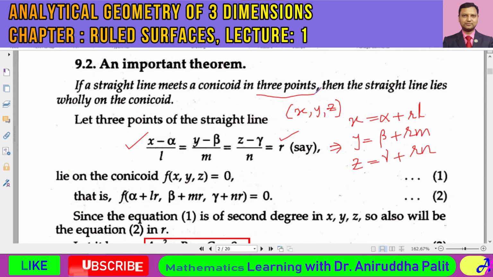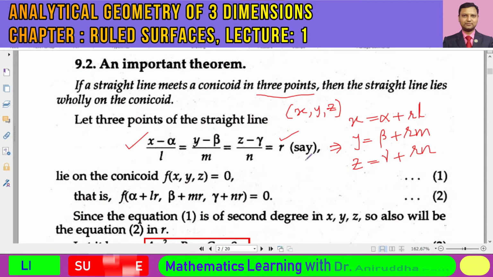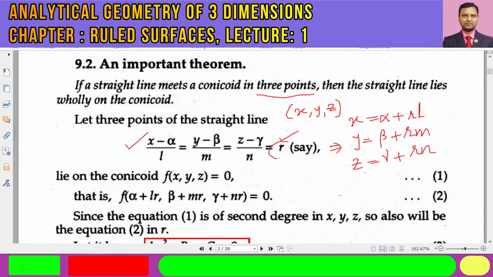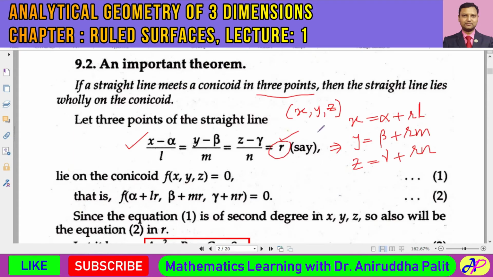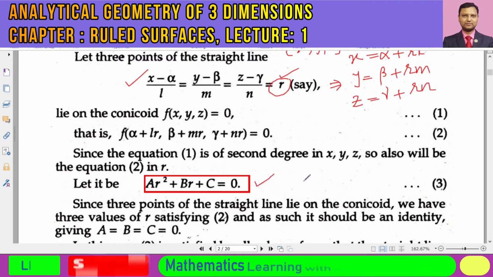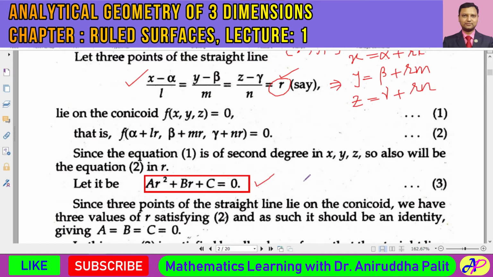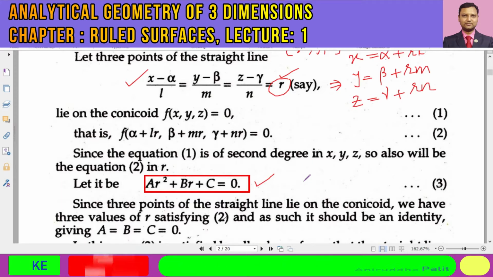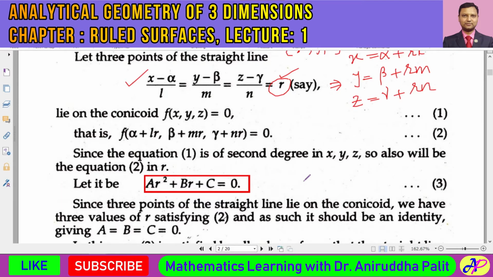Alright, so it is given that we should get 3 points, and these 3 values of r will actually refer to these 3 points. So we expect that in this equation we should have 3 values of r, but this would be possible only when, in fact, this equation, if it is satisfied for 3 values of r, in that case it would be satisfied for more than 3 values of r.